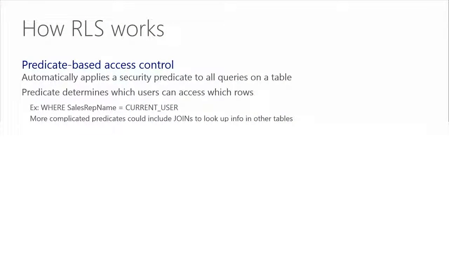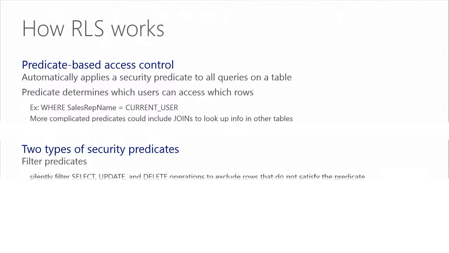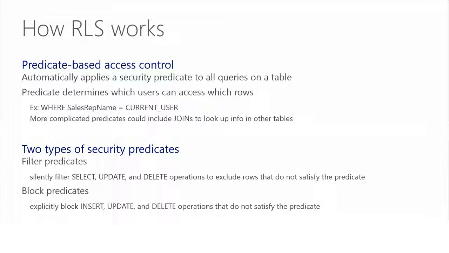And RLS supports two types of security predicates. On the one hand, we have filter predicates, which will transparently and silently filter the results that are returned to select, update, and delete operations. And we also have, on the other hand, block predicates, which will explicitly block and throw an error on insert, update, and delete operations that don't satisfy the predicate. So for instance, a filter predicate would mean that if I was a doctor and I queried for all patients in a patients table, I might only be returned those patients who are assigned to me.